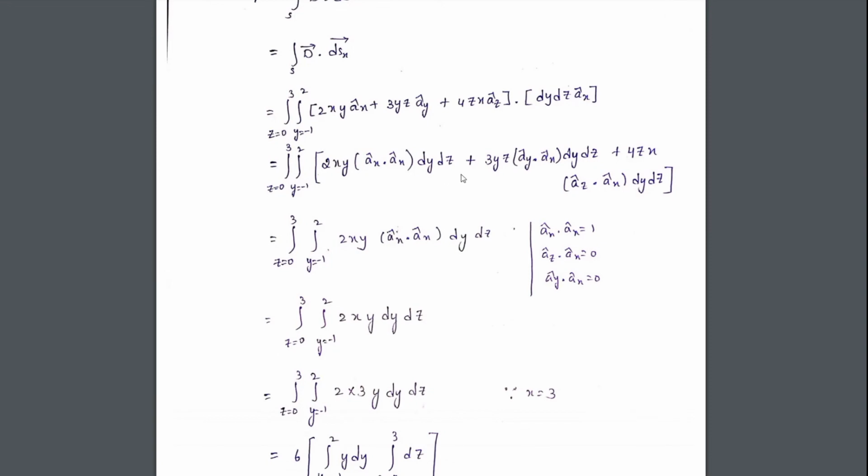Then you know how to expand the dot products, no? Ax dot ax is 1, ay dot ax will be 0, az dot ax will be 0. So if you expand this, what do you get? 2xy dy into dz, since ax dot ax becomes 1 and the rest two terms become 0. So you'll get the double integral of 2xy dy dz. Understood? Now you integrate it. Before integrating, they have given the x value. How much? 3. So replace x by 3 here.